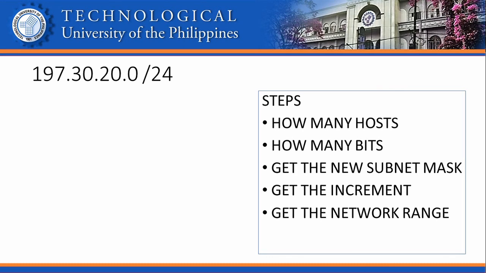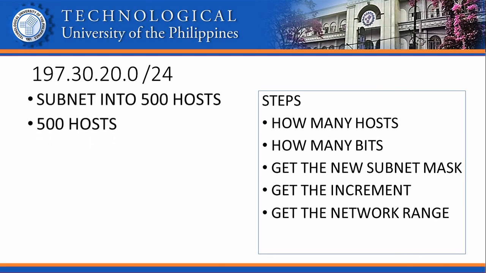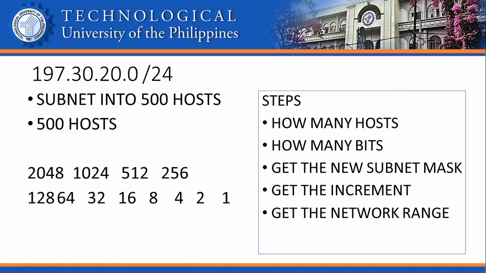Sige, ito na yung steps natin. Nasa right side na siya ng screen para di na tayo maghanap ng steps, no? Kung nalilito pa tayo. So, sige. We have to subnet it into 500 hosts daw. So, for step 1, we have 500 hosts. And for step 2, how many bits? Nakalabas na ulit yung ating naka-decimal notation na binary.